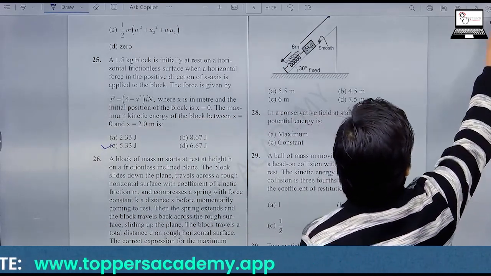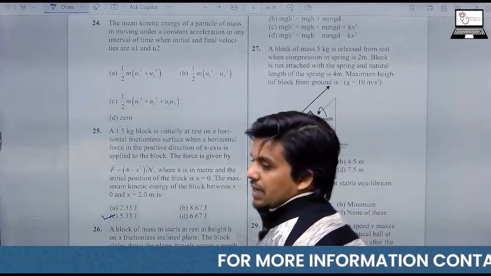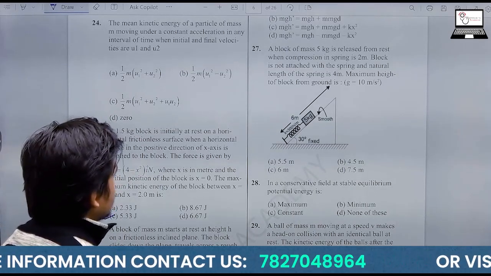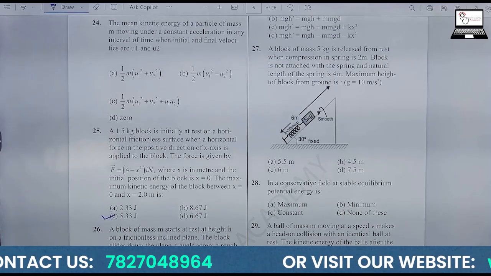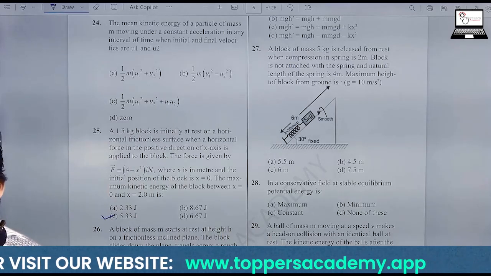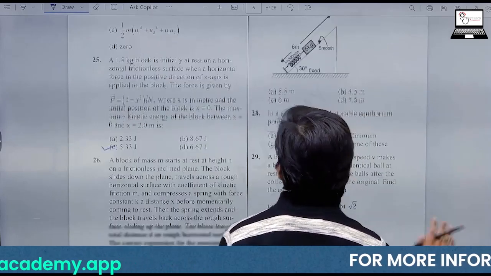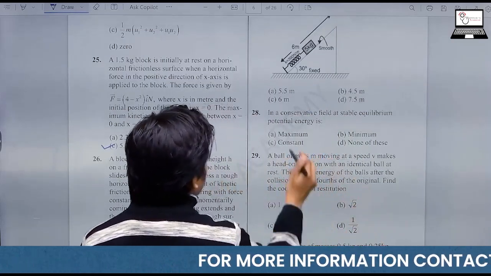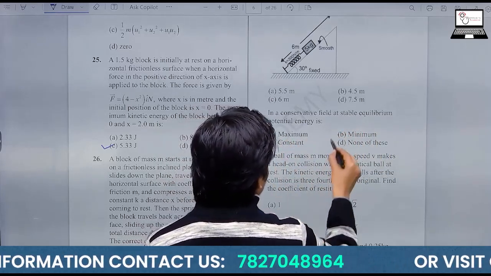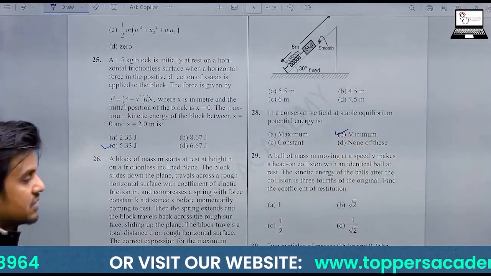Now let me discuss with you question number 27. To solve this question, you just have to apply the energy conservation law. If you apply that, you will get your answer. Question number 28. In a conservative field at stable equilibrium, potential energy is minimum.